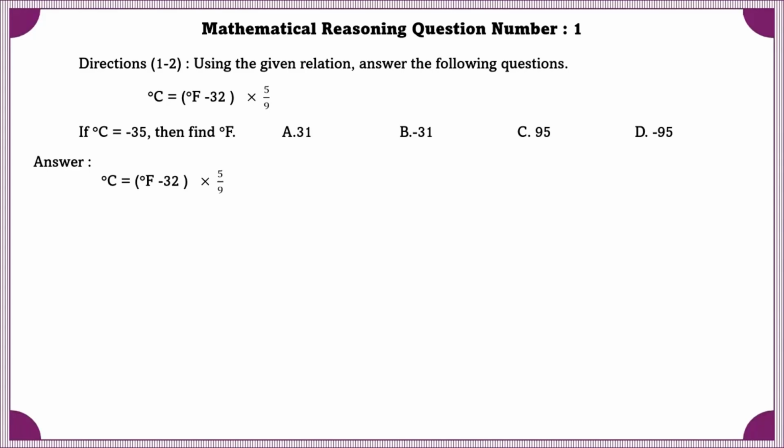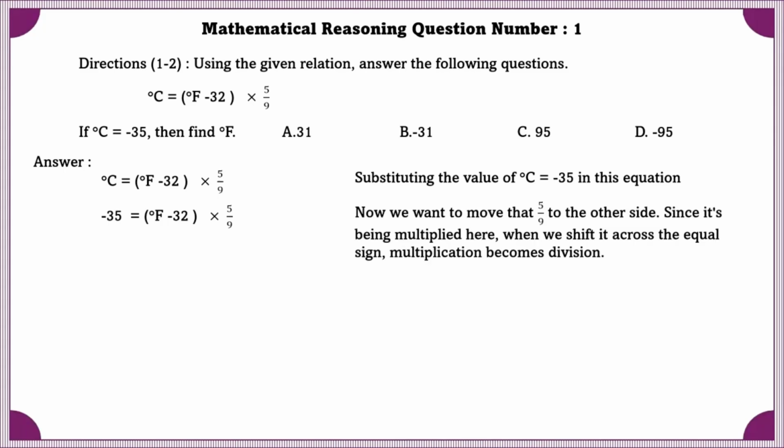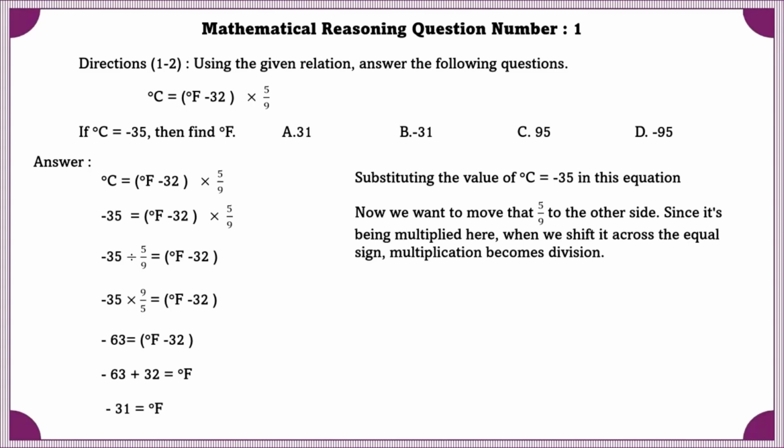First, let us substitute the value of degree Celsius into the equation. Since we have 5 by 9 on the other side, let us move it to the left side. When we move it to the left side, it becomes division. Solving this, we will get minus 63 is equal to degree Fahrenheit minus 32. Now simplifying this equation by taking minus 32 to the other side and making it plus 32, we can find the value of Fahrenheit, that is minus 31. That is the B option.